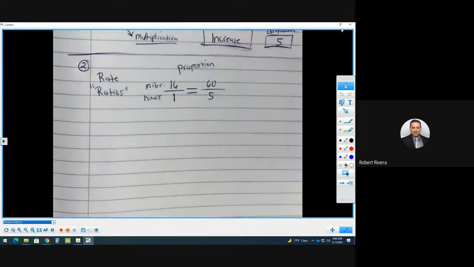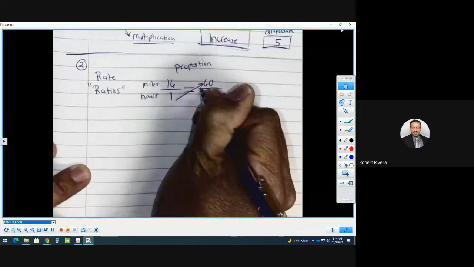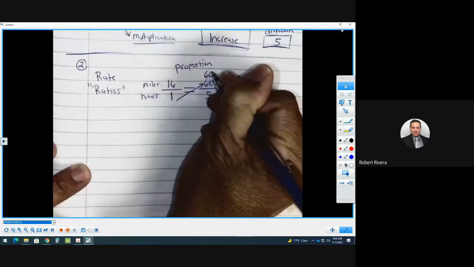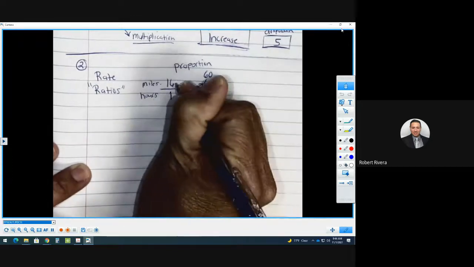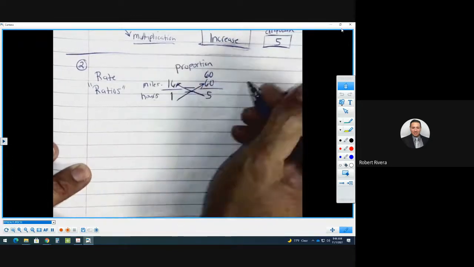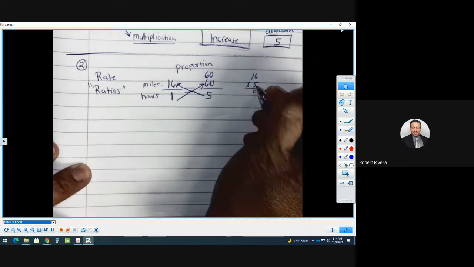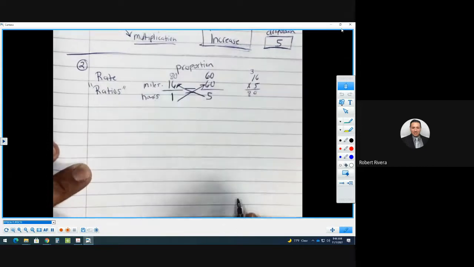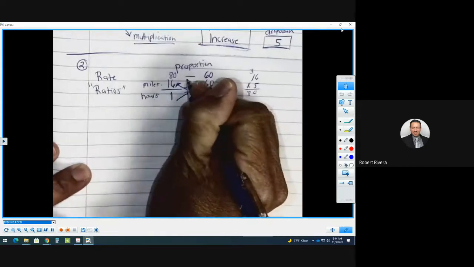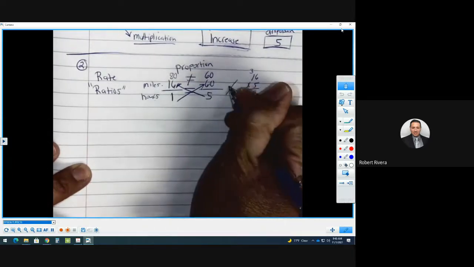To see if it's true, I'm going to check by doing cross products. What's 1 times 60? Do you remember this from Thursday or no? 5 times 16. Well, that one, I cannot do it mentally. So I'm going to go to the side. 16 times 5. 80. It's not equal. So this is not proportional. They're not equivalent. They're not proportional. So you know what? Letter A cannot be the answer.